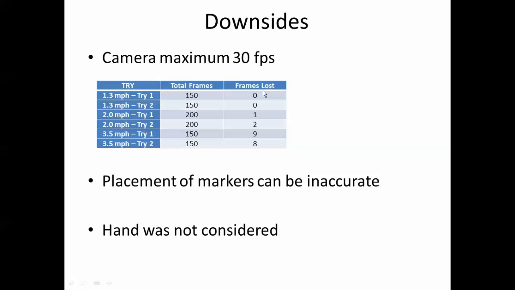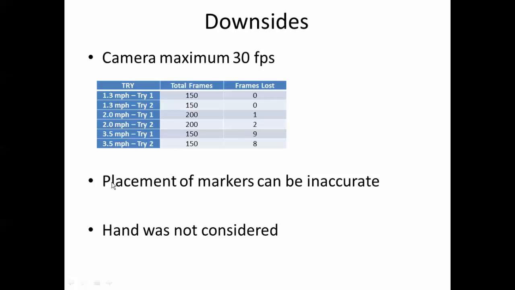So how many frames we could not get the 6 markers that we wanted, and how many frames we got some very faulty data. At 1.3 miles per hour we had 150 frames and we lost 0 frames for both. At 2 miles per hour we lost 1 or 2 frames for the video, but at 3.5 miles per hour there was some trouble with the camera frames per second, and we lost around 8 or 9 frames out of 150 frames, and that could be an issue.